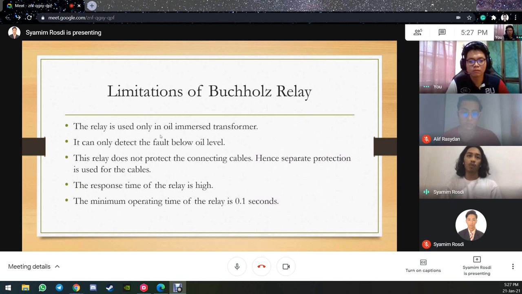So the limitations of the Buchholz relay are listed as below. The relay is used only in oil-immersed transformers. It can only detect faults below the oil level. This relay does not protect the connecting cable, hence separate protection is used for the cable. The response time of the relay is also high, and the minimum operating time of the relay is 0.1 second.